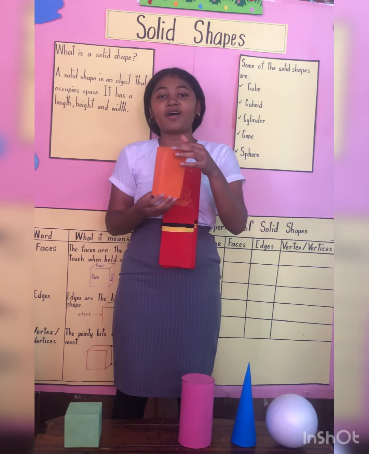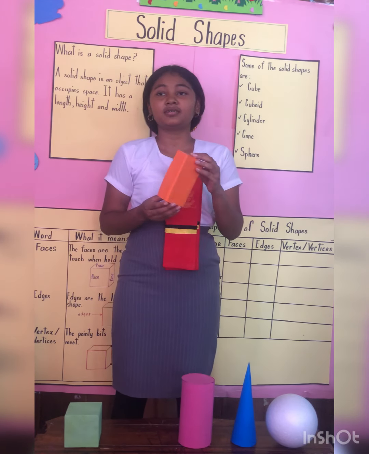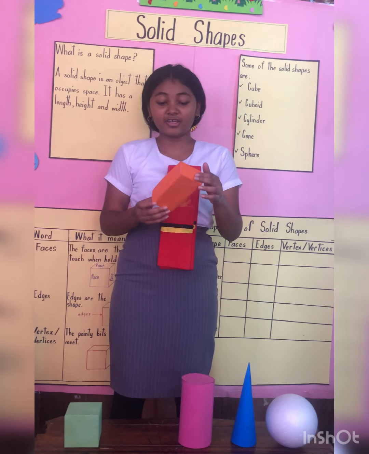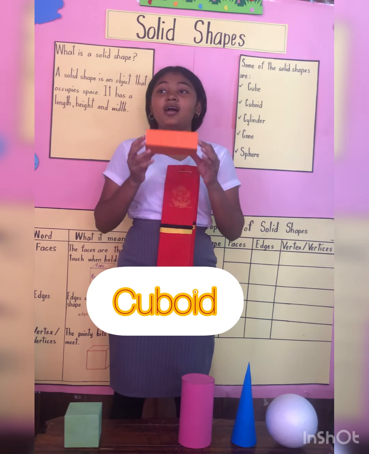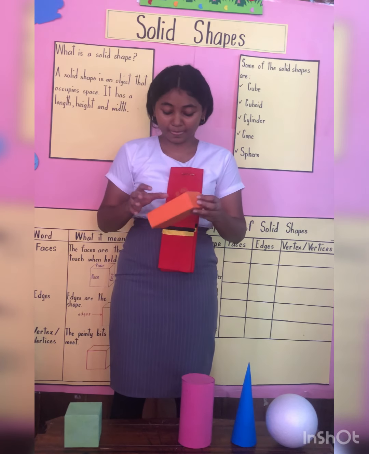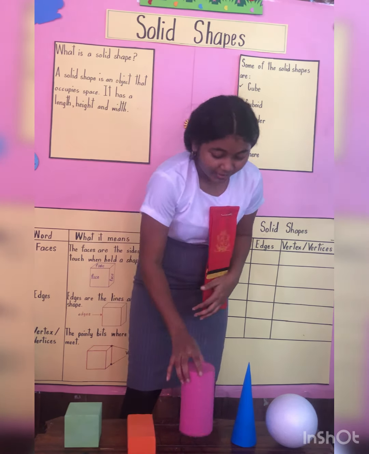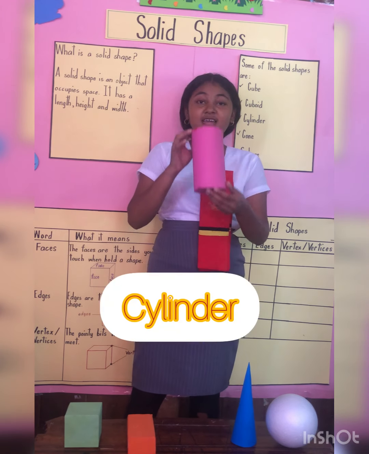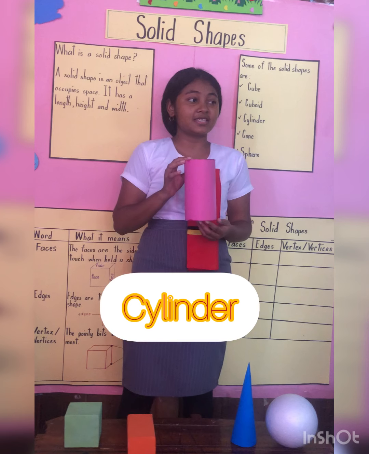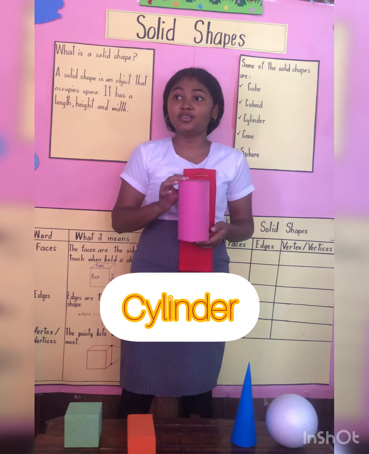Who can identify this solid shape? Natasha? Very good. It's a cuboid. Let's say it together, class. Cuboid. Okay, what about this solid shape? That's right, Jason. It's a cylinder. Let's say it, class. Cylinder.